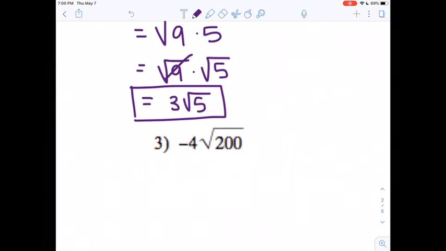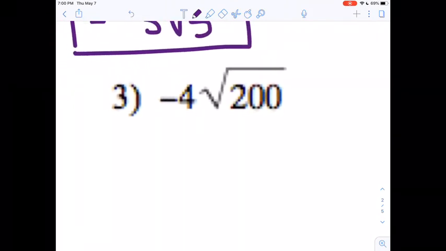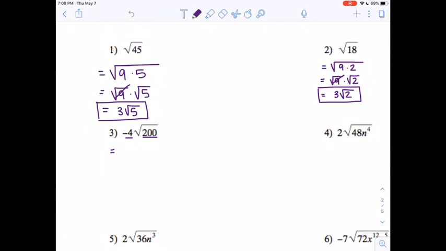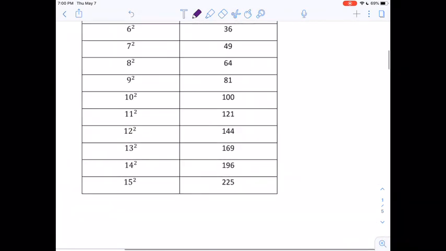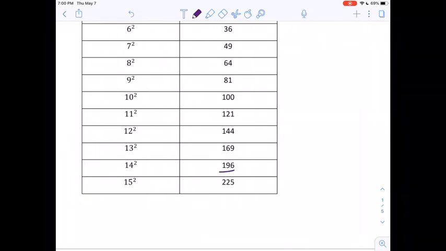Okay, moving on. Number 3. So I have a number outside of this radical, and I'm going to ignore that for right now. What I'm trying to do is look at the 200 and think, what perfect square goes into 200? If you can't find that, go to your list and start with numbers that are lower than 200 and start dividing 200 by 196.